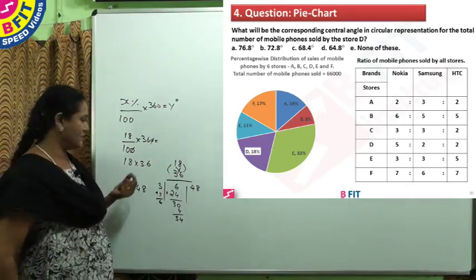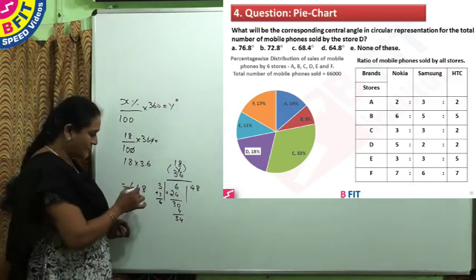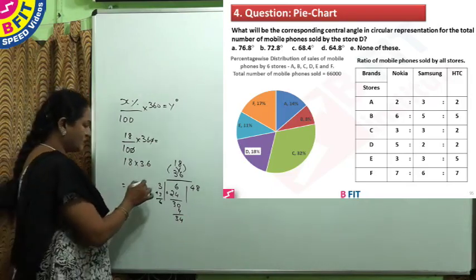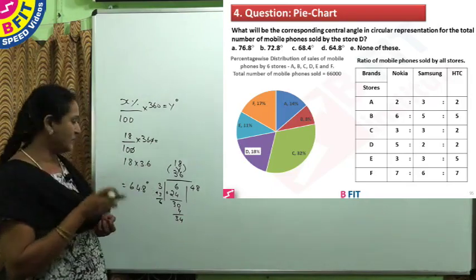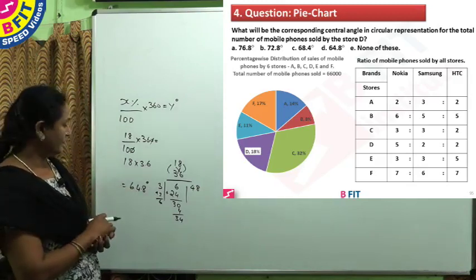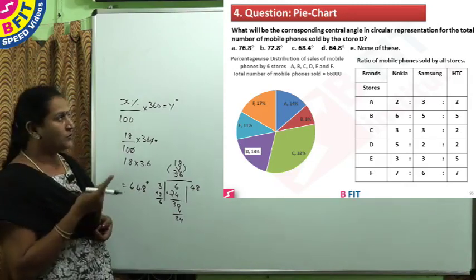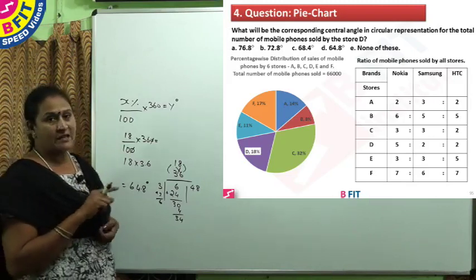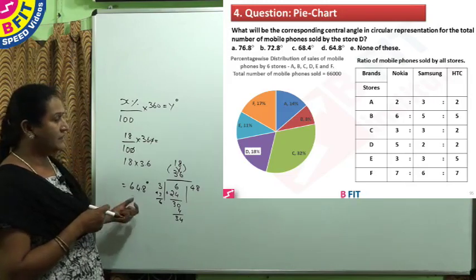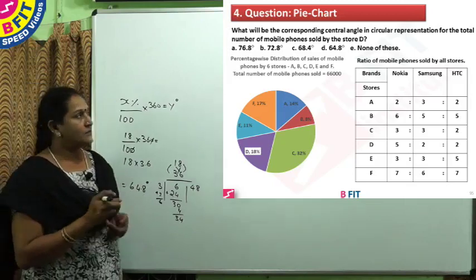But the actual question is 18 into 3.6. So we'll place the decimal after one integer from right to left. So the corresponding degree conversion for 18% is 64.8 degrees. And now what will be the answer? So it is option D, which has 64.8 degrees. When you see option C, you have 68.4 degrees. So choose the option correctly. So it is option D, 64.8 degrees. We'll see the next question.